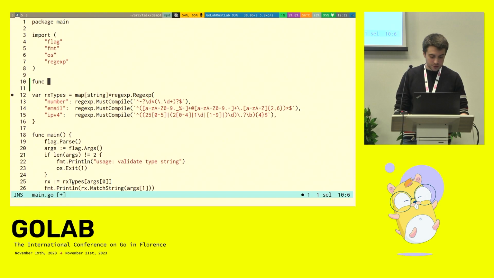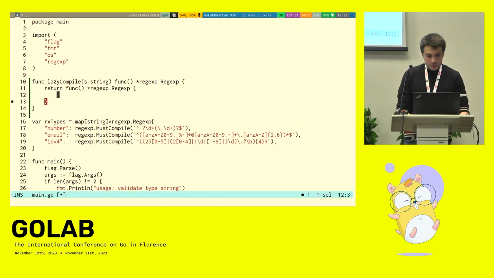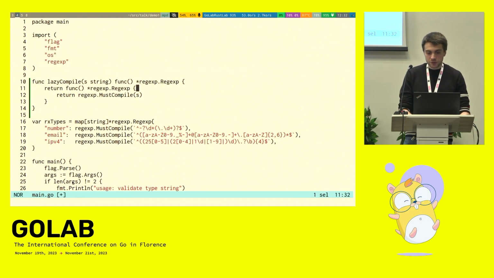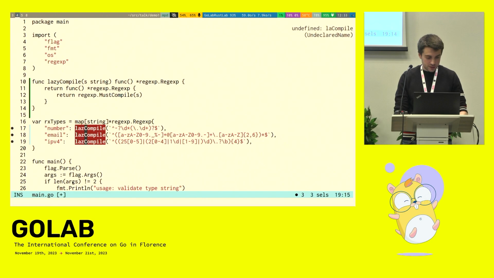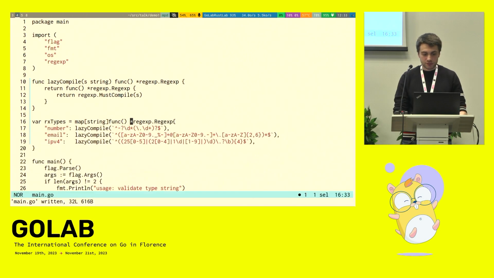We can do a function called lazyCompile. And this function returns another function that would give you a regular expression. And in this case, we would do return regexp.MustCompile. And the reason we do a closure here is because we want to call lazyCompile from these 3 places, right? But we don't want them to actually compile the regular expression right away. So lazyCompile. And then this is a map from string now to function that returns regular expression.